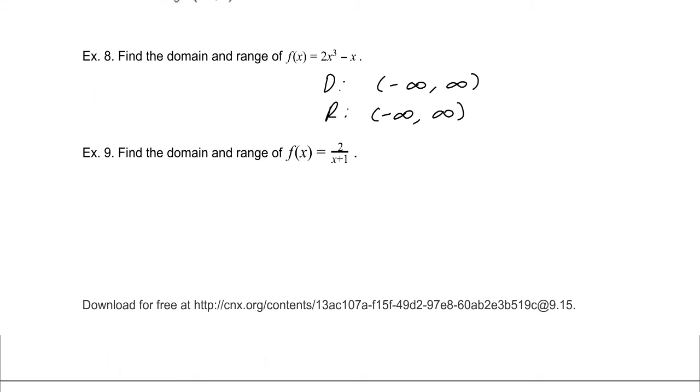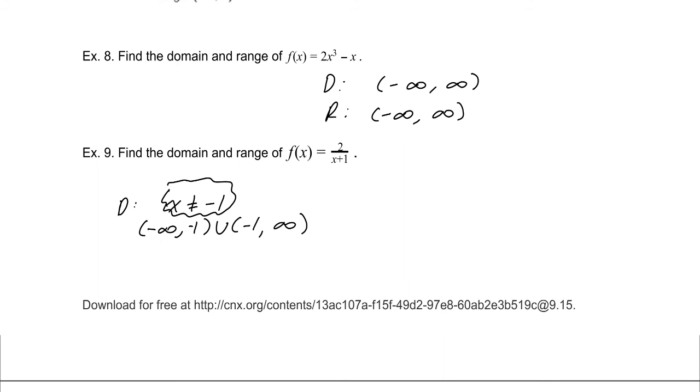Find the domain and range of f of x equals 2 over x plus 1. The domain is fairly straightforward, because we know that x cannot be negative 1. So writing that in interval notation, negative infinity to negative 1, union negative 1 to infinity. Now looking at our parent function, we see that the domain does not include whatever makes the denominator 0, but also the range is not equal to 0.